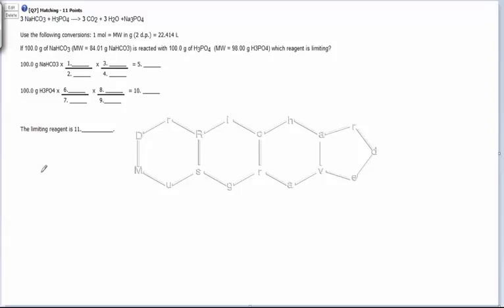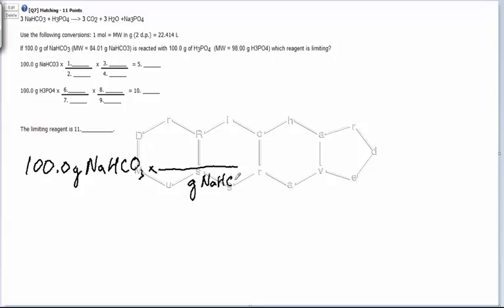Alright, so we'll start out with 100.0 grams of NaHCO3, and we know that we're after moles of that first, so we'll put grams of NaHCO3 on the bottom to cancel up the top. We'll have moles on top here, and we know that 1 mole is equal to 84.01 grams of molecular weight.